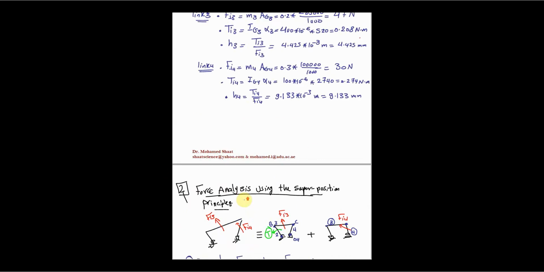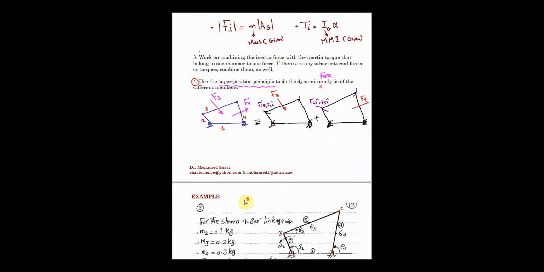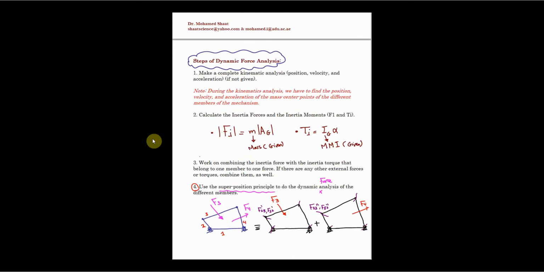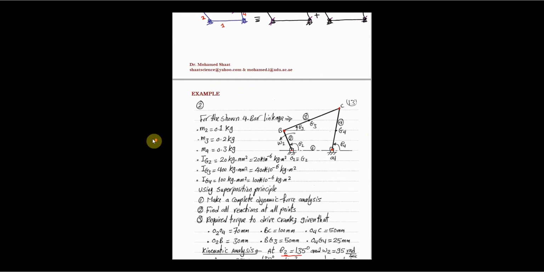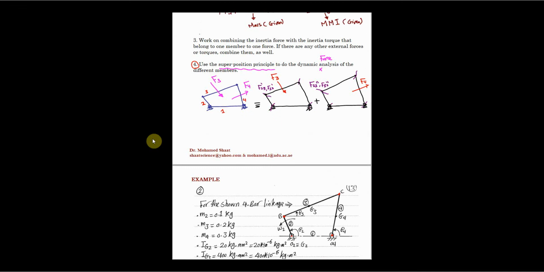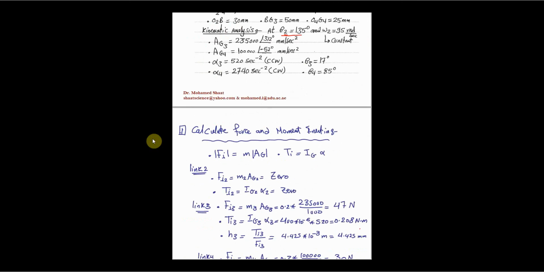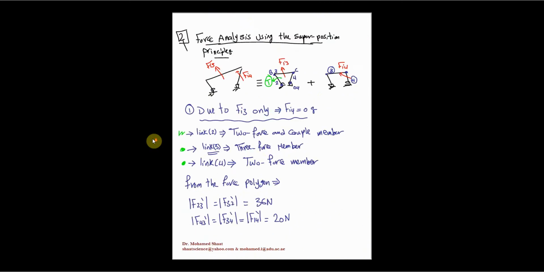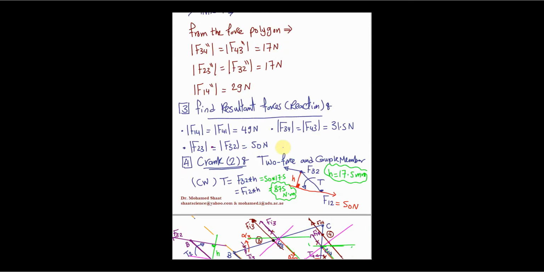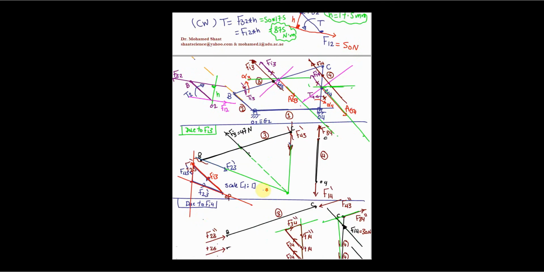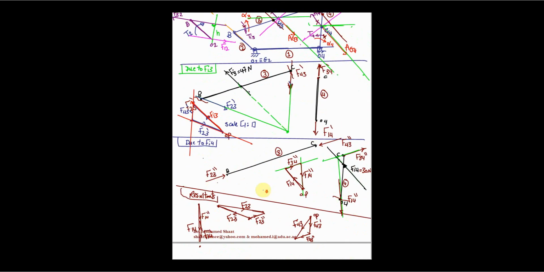So in this video, just a very quick review of what we discussed here. We explained initially the general procedure of how we can do dynamic force analysis, then using the superposition, and we explained what the superposition principle means for this type of force analysis. Then I gave you an example with more details of how we can do the calculations. We got all the reaction forces. These are the resultant reaction forces. In addition, we got the torque that was required, and these are the details of the drawing.